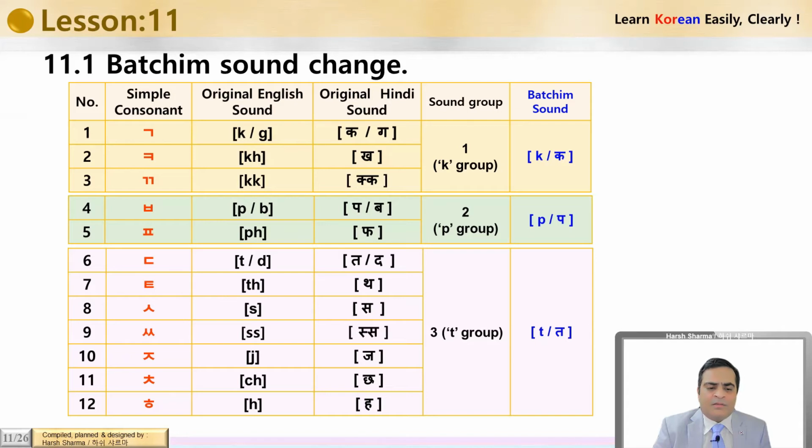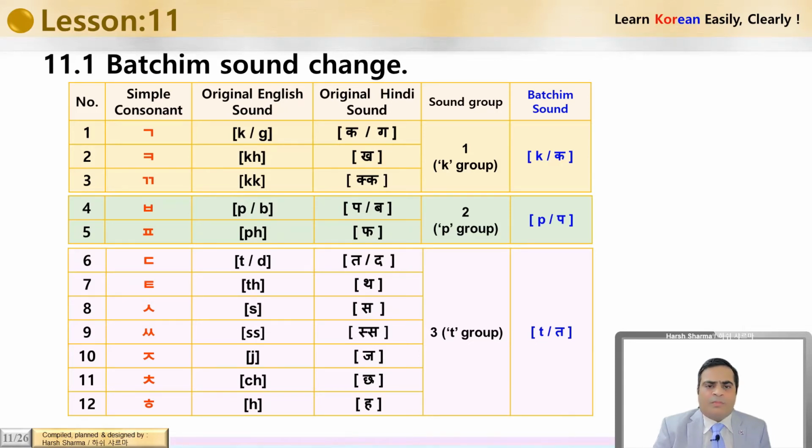Let's check again. What is Batchim sound change? You have seen the three consonants, number 1, number 2, number 3. They have their own original sounds, but when these three are at the Batchim position, they are all pronounced as ka only. There will be only sound change. Pronunciation: all three will be pronounced only as ka.